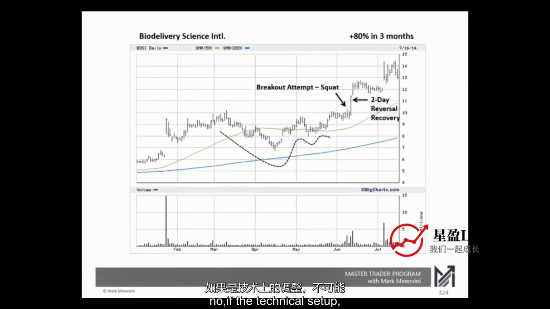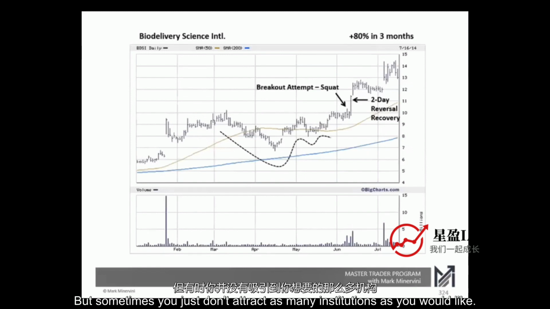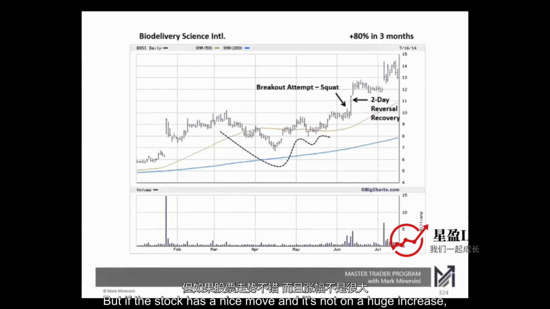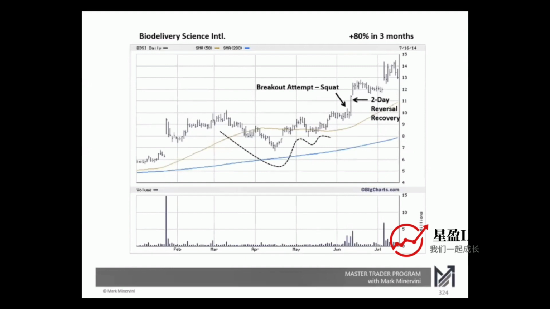No, if the technical setup, if the price action is fine, then if it doesn't get a 200% increase in volume, I'll be okay. I'll give it time to see if that volume comes in. Sometimes you just don't attract as many institutions as you would like, and so sometimes you do get lower volume breakouts, and then the volume comes in later on. But if the stock has a nice move, and it's not on a huge increase, give it some time to see if it continues on.